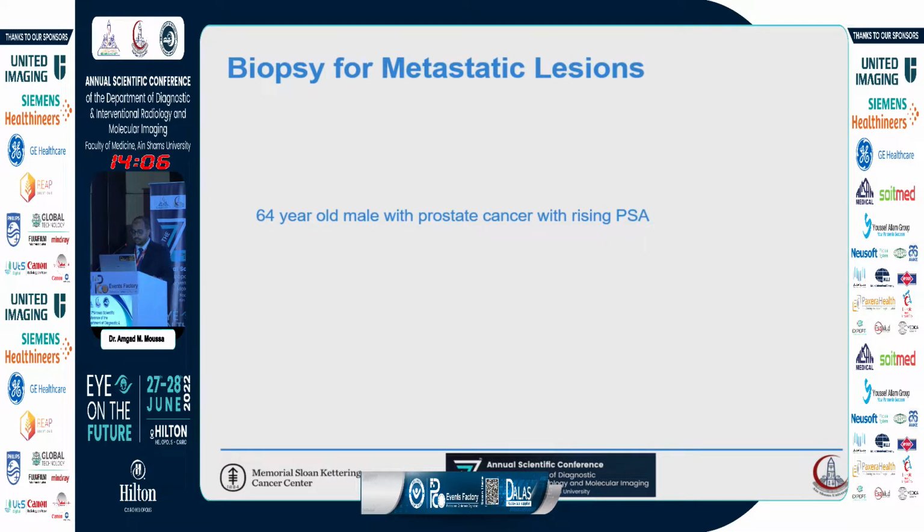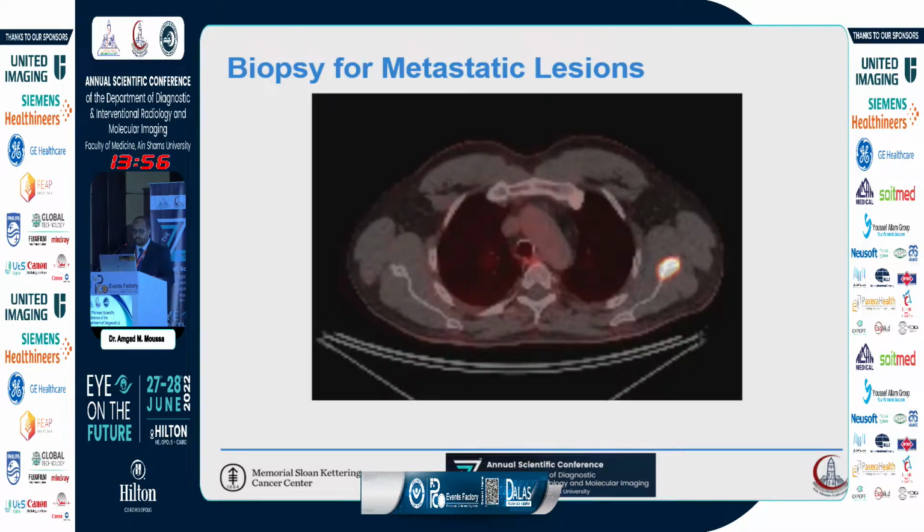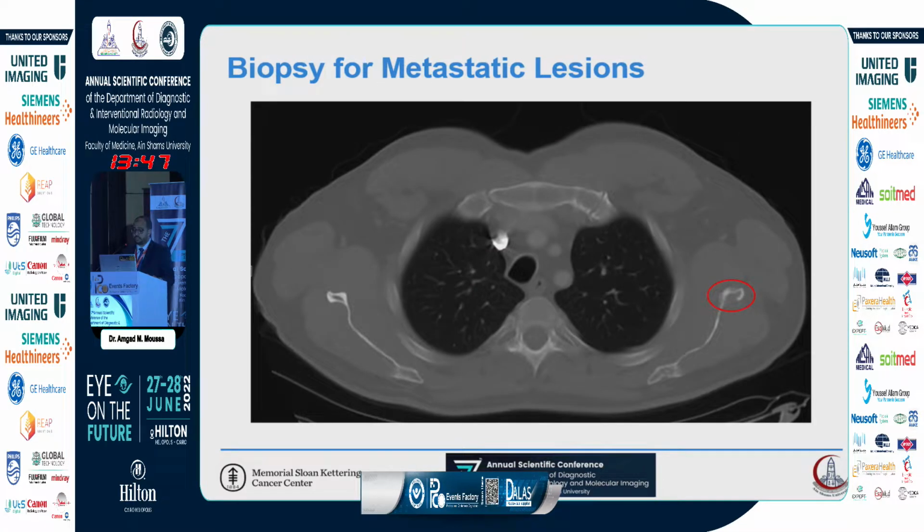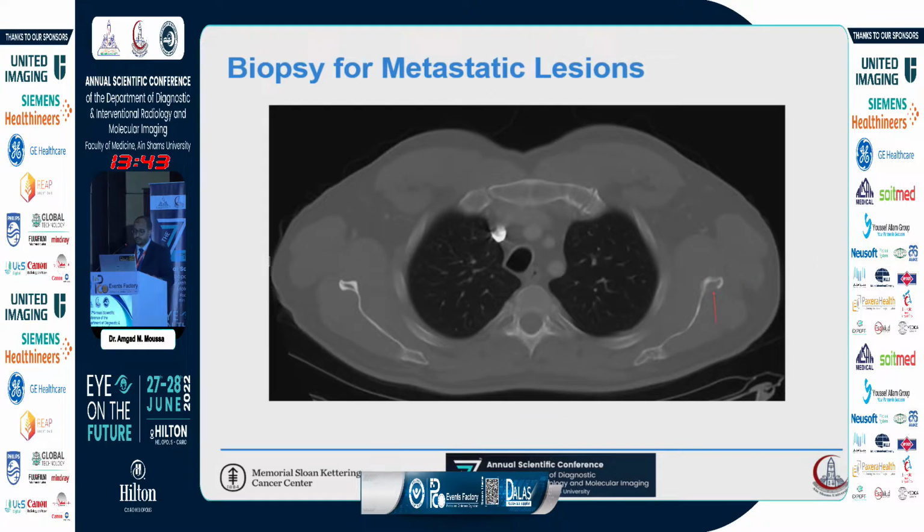For metastatic lesions, most of my presentation will be through examples and cases. This is a 64-year-old male with prostate cancer that was local, and he had rising PSA after treatment. And this is a PSMA PET showing an avid lesion in the left scapula with a CT correlate, which makes our life easier for the biopsy. You see that there's a cortical defect, which we can use to access to get the sample.